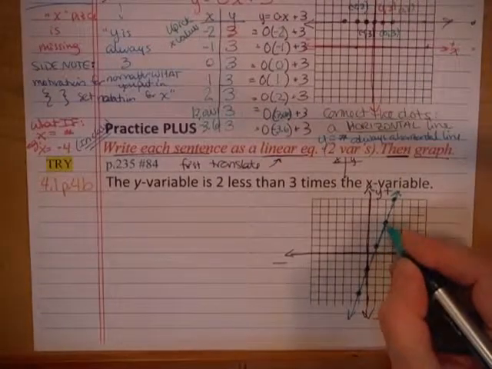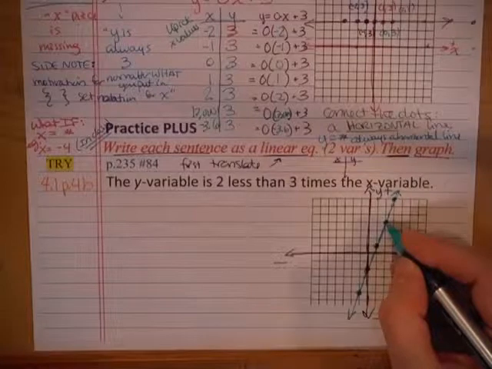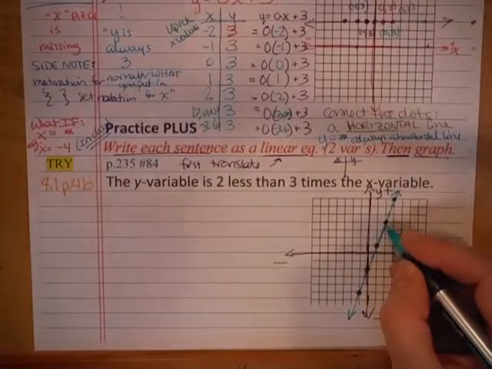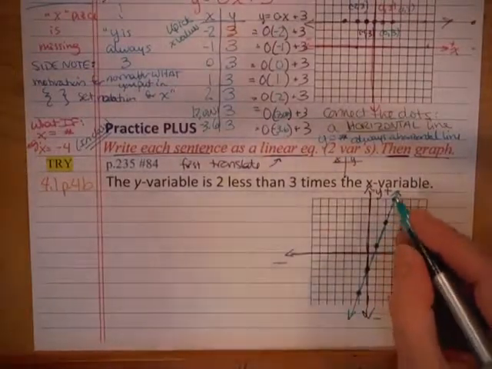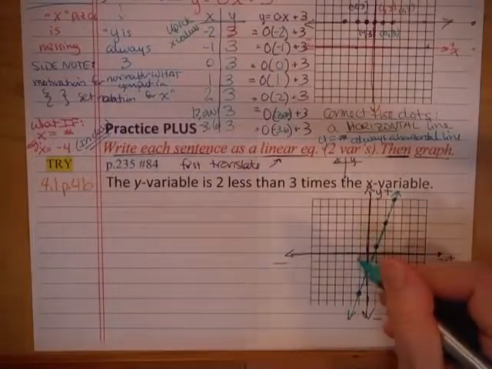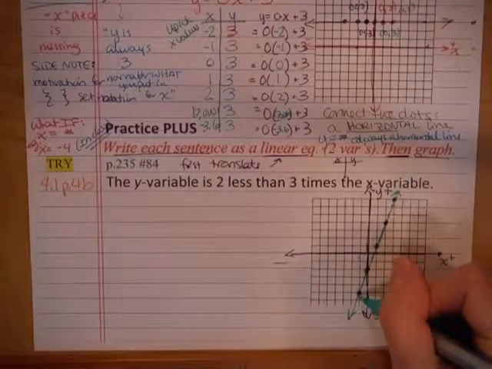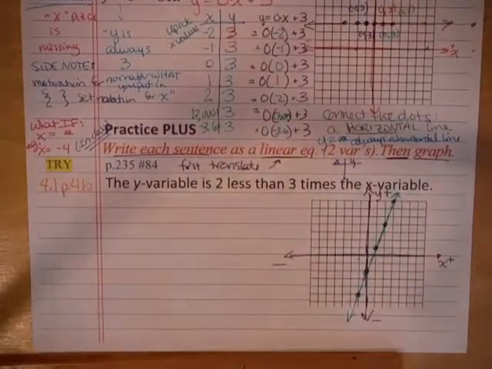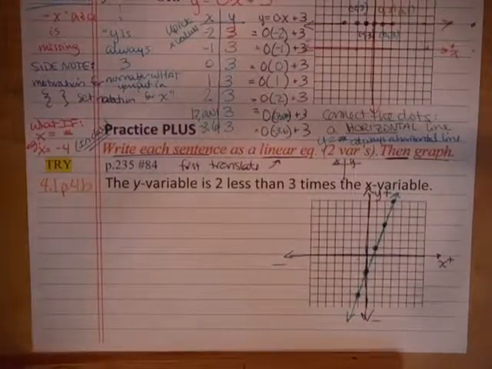Another point is 2, 4. Another point is 3, 7. Okay, another point is -1, -5. So those are a couple example points for you. Okay, and we'll do this one together in class.